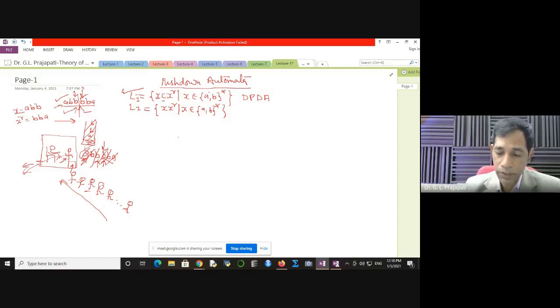So how can you construct the PDA like this? Your machine is going to make the guess. So see that you have two possible guesses.